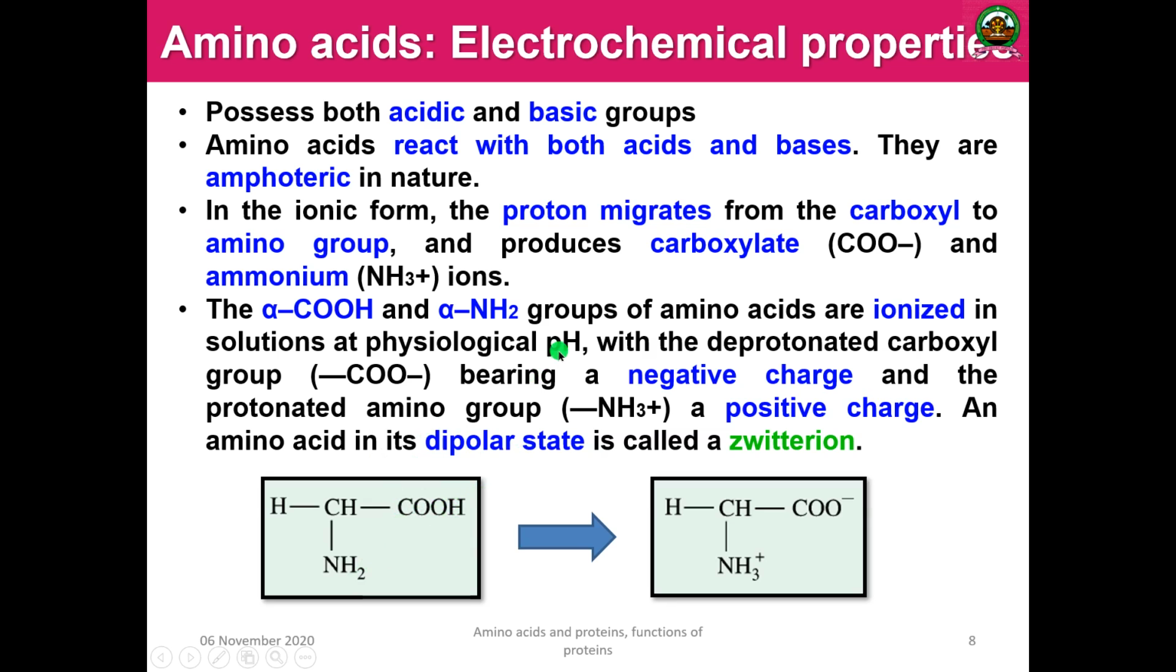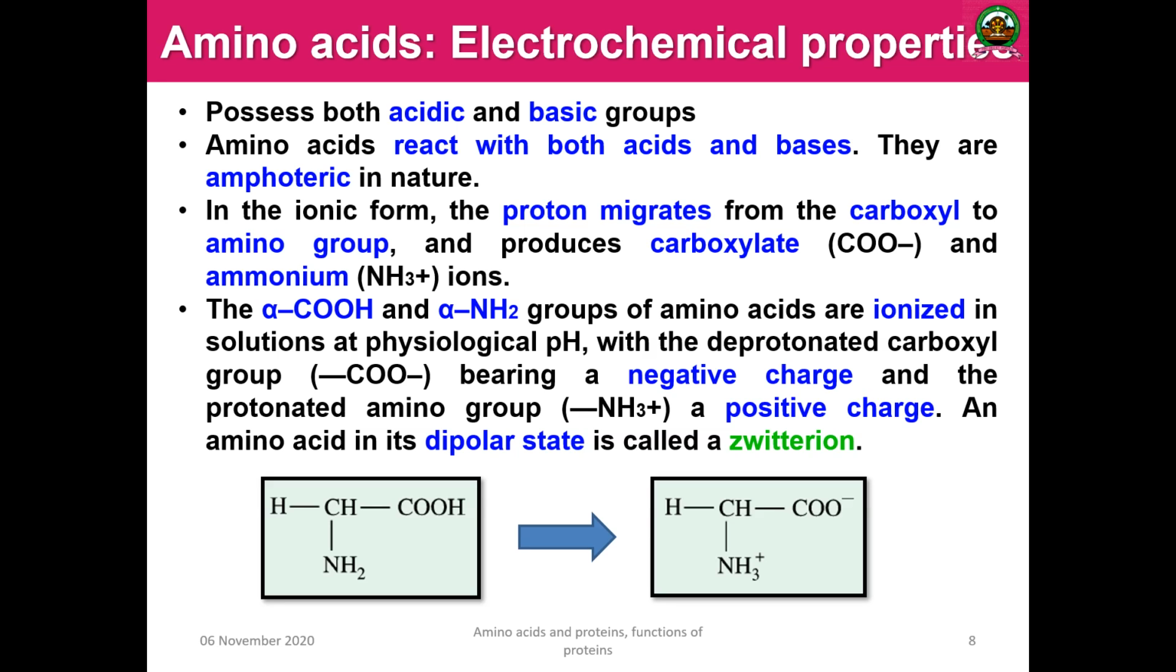In this case it is a deprotonation, and here it is getting a proton, that is protonation, to the amino group. NH3 plus, thus it will be getting a positive charge. Such a kind of dipolar state. Due to this, here it has got a positive charge, here it has got a negative charge. So that is why this is known as zwitterion of glycine. So that is another important aspect.